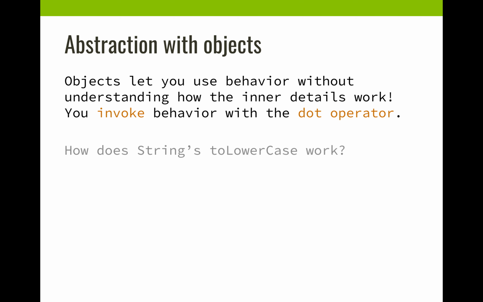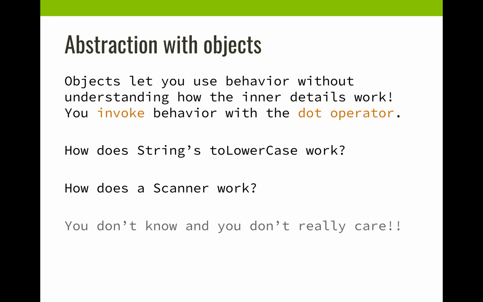We use the dot operator. So on a string class, when we take an object from type string, I can do the identifier name dot toLowerCase. Do you know how it works? How about Scanner? Do you know how Scanner works? You don't? That's fine. You don't need to, and you don't really care because it's abstracted behind the string. It's abstracted behind the Scanner. You just know that it's going to do the work, toLowerCase, for you.